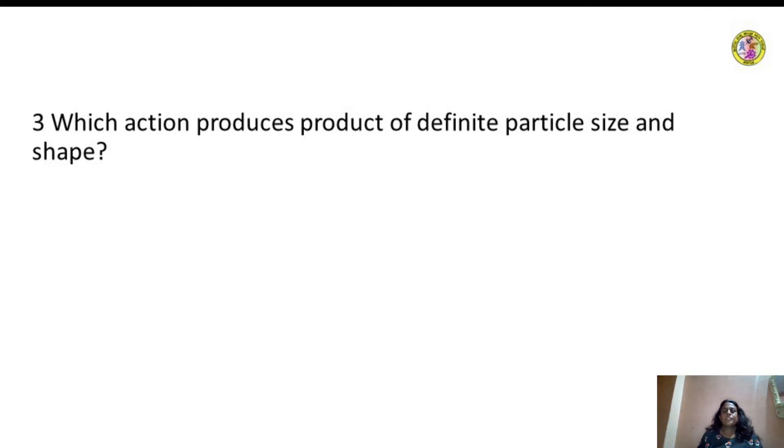This is your third question for your assessment. Which action produces a product of definite particle size and shape? Which type of size reduction action can be used to produce particles of a particular definite size and having a definite shape? What is your answer for this question? This is not an MCQ, so you don't have choices to select. You have to think and answer the question.